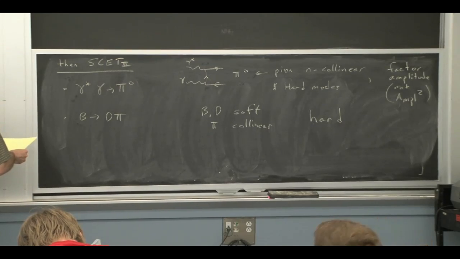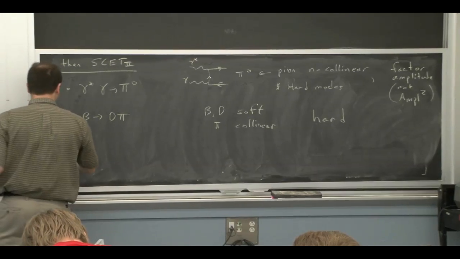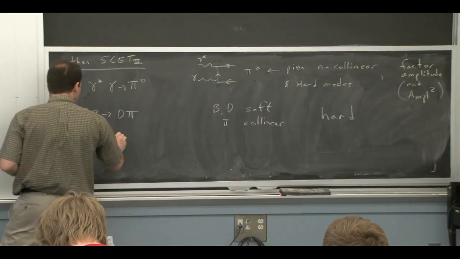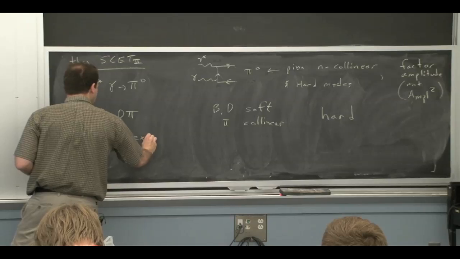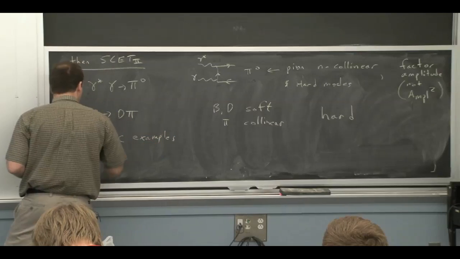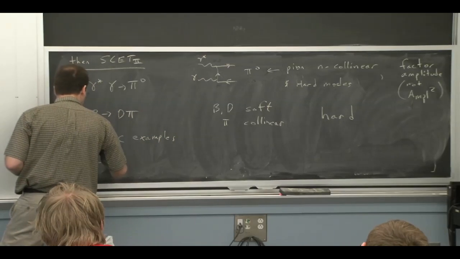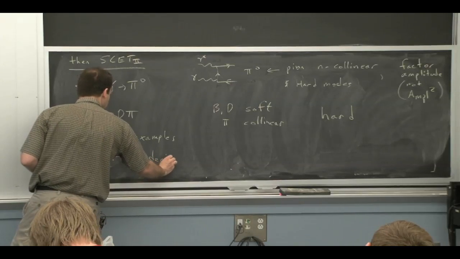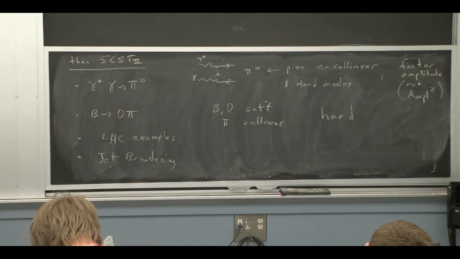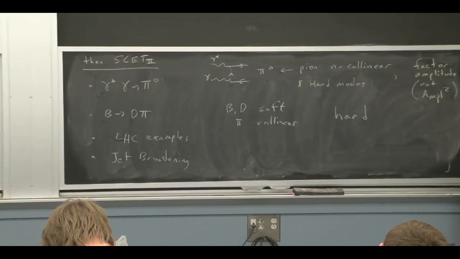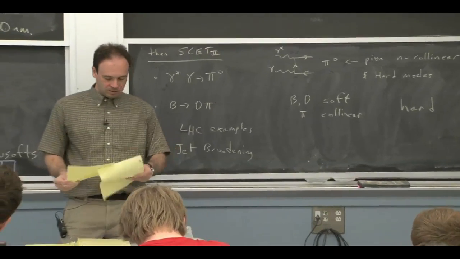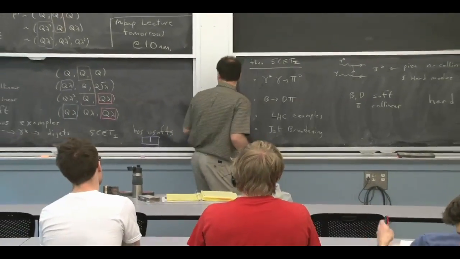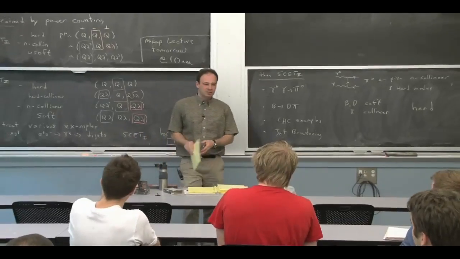And then I'll do some more examples after that. We'll do some LHC examples, and I think we'll also do broadening, which is another e+ e- observable. All right, so that's where we're going, and we'll start going there next time by talking about dijets in SCT1.